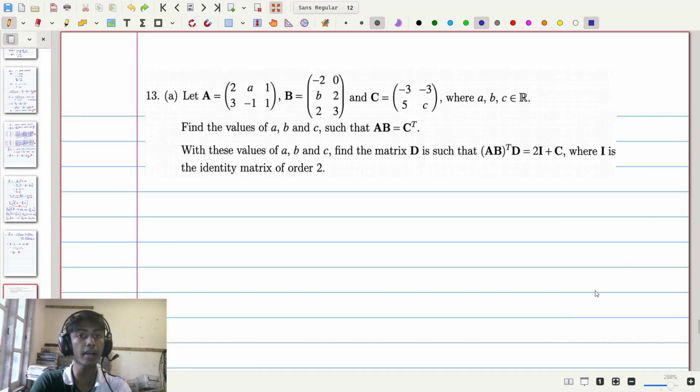2026 A-Level Combined Mathematics Paper 1 Part B question number 13 Part A. Parts B and C of the same question will be discussed in future videos. Part A of this question has to do with matrices.